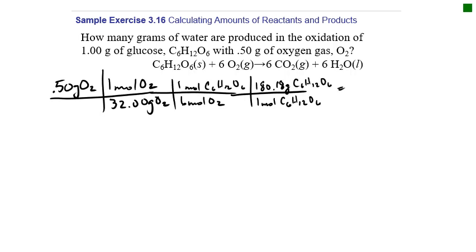So when I do the math for this, you end up with 0.469 grams of glucose. Now, what that means is that to completely use up the 0.50 grams of oxygen, it would require 0.469 grams of glucose. However, since we have 1 gram of glucose available, I have more than enough glucose to completely use up all the oxygen. So in this case, we would have oxygen as our limiting reactant.